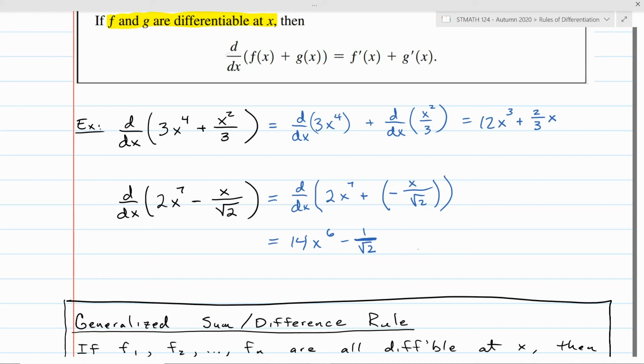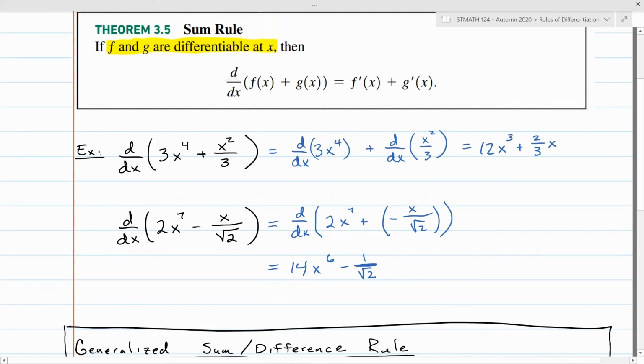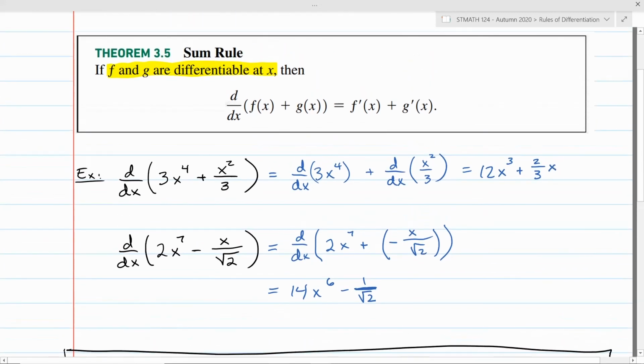So this example points out that any subtraction problem, we can just convert it to addition. And so the sum rule would quickly give rise to a difference rule. So I'm going to go back up to the rule, and I'm going to put a minus under the plus there to indicate that this is really a sum rule. It's a difference rule also.